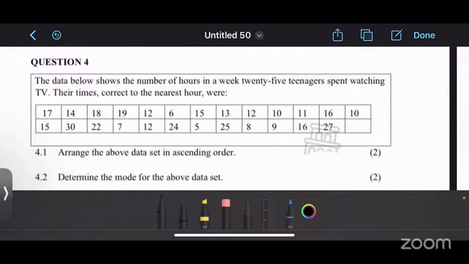Then we have teenager one watching for 17 hours in a week, 14 is teenager two, three is 18, four is 19, 12, 6, 15, 3, 13, 12, 10, 11, 16, 10, 27, 16, 9, 8, 25, 5, 24, 12, 7, 22, 30, and 15. All right, that's it. And the first one says arrange the above data in ascending order.